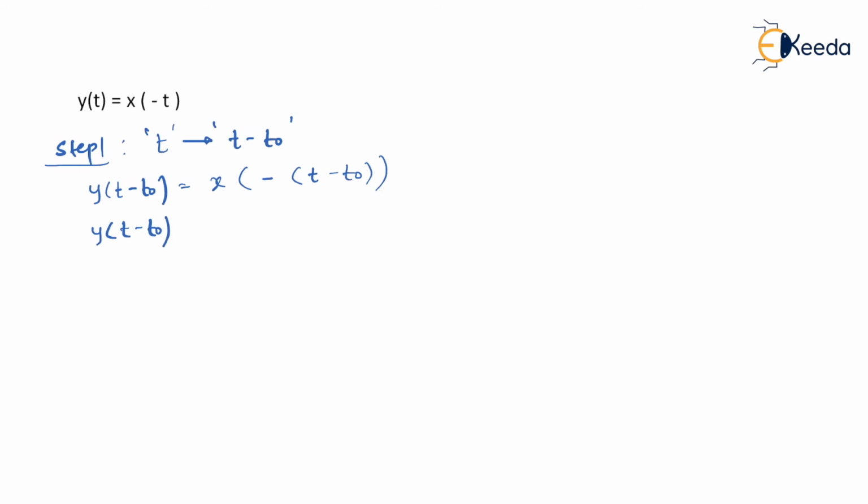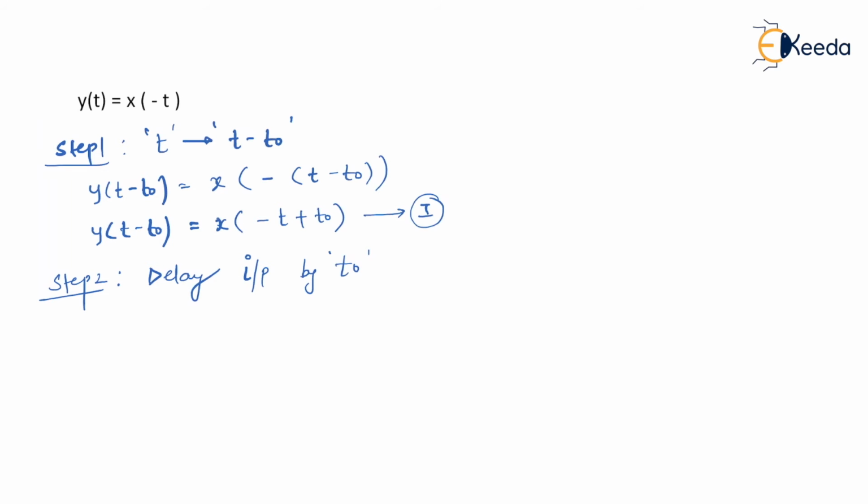Let us simplify this. Y of t minus t naught, finally I can write x of minus t plus t naught, right? Now it becomes equation number 1 for us. In step number 2, you know that you have to delay input by t naught, and you know very well, whatever present in the argument of x of t, just subtract t naught from it. Therefore it gives you y dash of t, which is equal to x of minus t naught, and now it is equation number 2. Observe carefully, equation number 1 and equation number 2 are again not same.